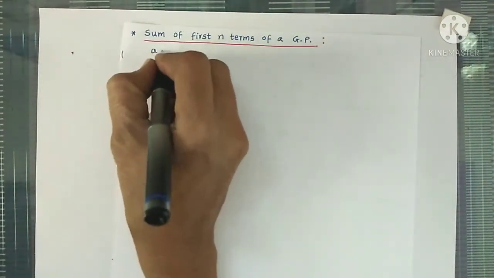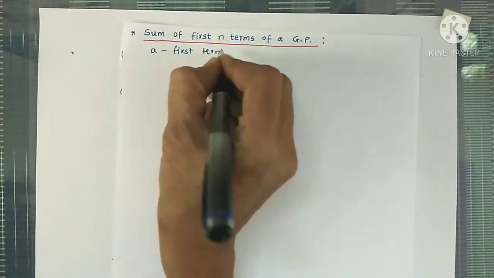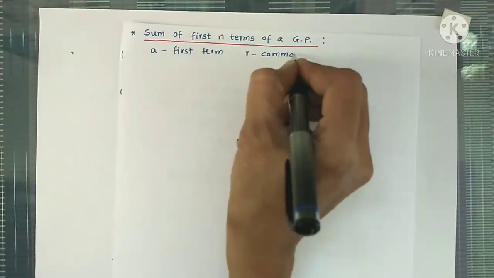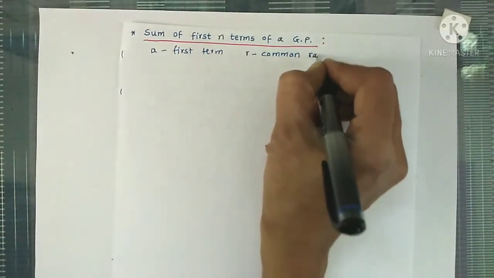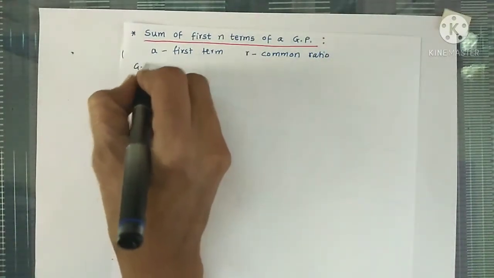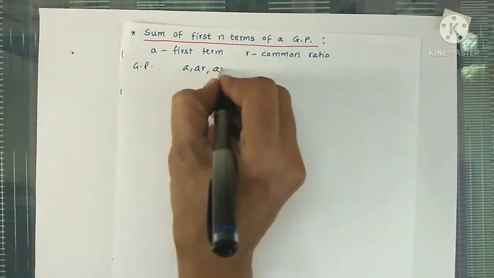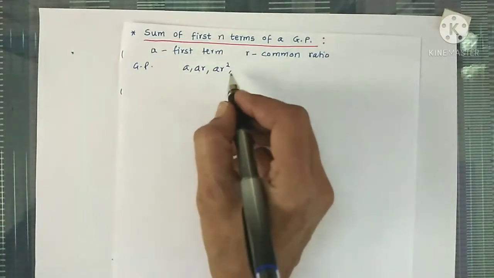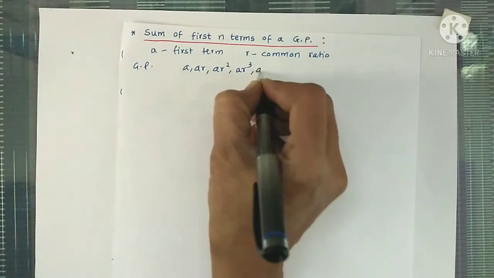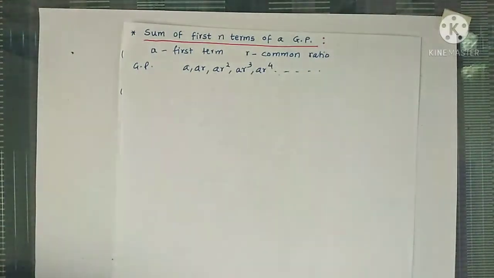Now let A be the first term and R be the common ratio of a GP. R is the common ratio, that means multiplying by R we get the next term. So the GP becomes: A is the first term, then multiplying by R we get the second term, then again multiplying by R we get AR square, that will be the next term, AR cube, multiply by R, AR raised to 4, and so on. So this is our GP.